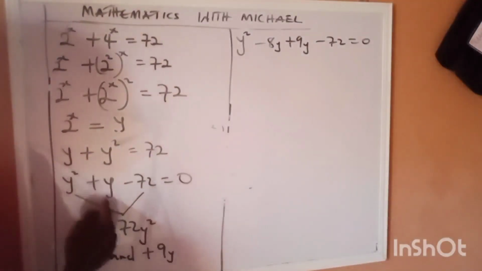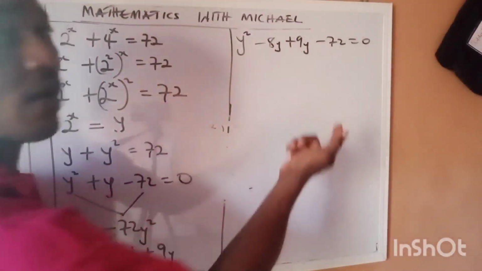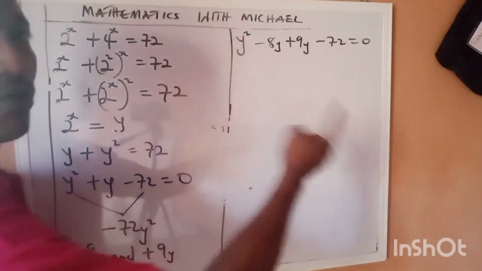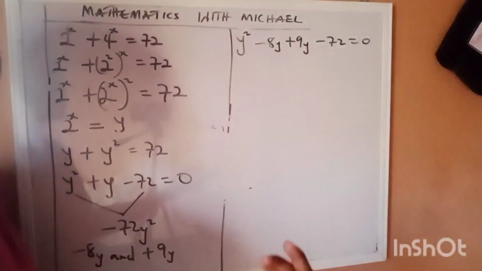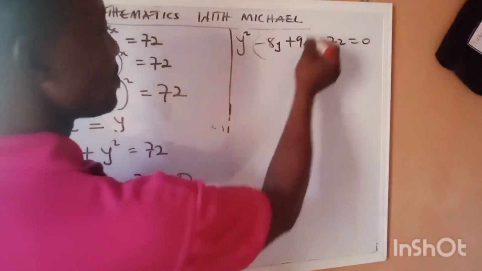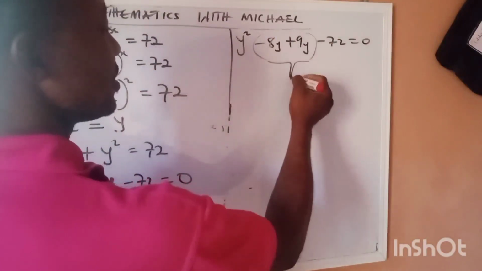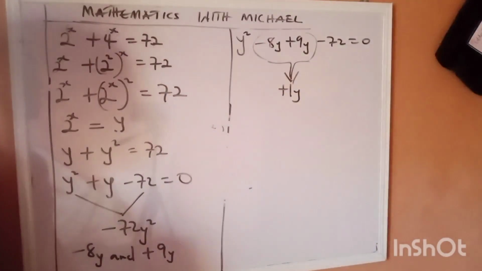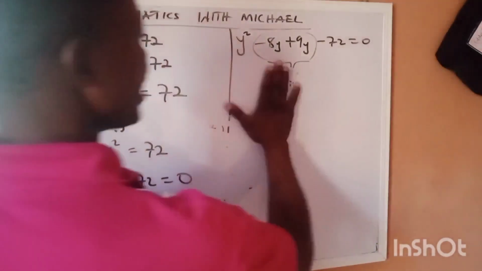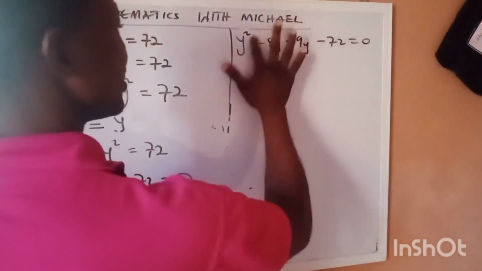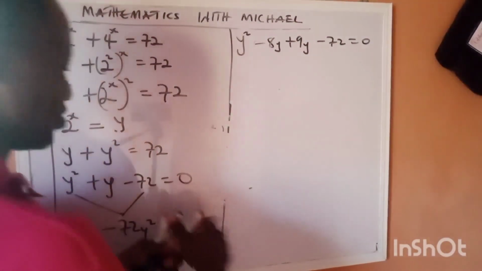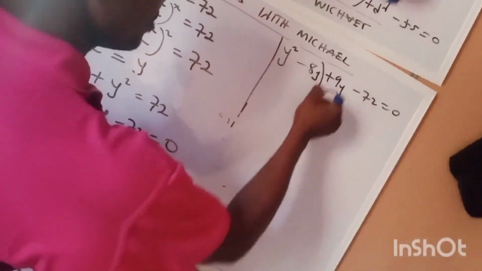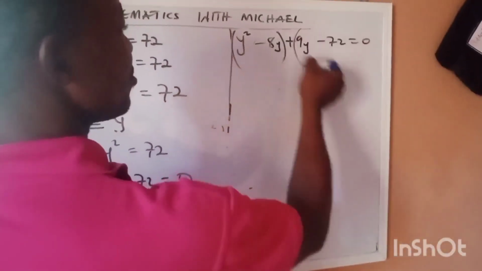Another way of writing 1y is by writing 9 minus 8y, or minus 8 plus 9y will give me 1y. It's just another way. So these two are another way of writing 1y. Are you getting it now? So I just split it, so that I can now factorize by grouping. I can factorize by grouping.